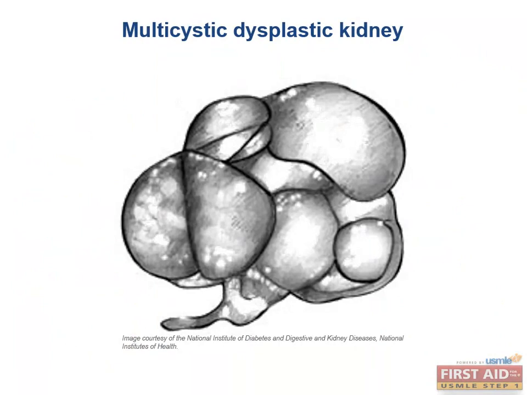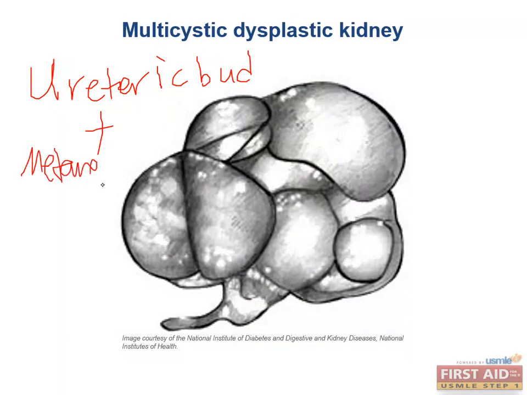Next, multicystic dysplastic kidney, which is caused by the abnormal interaction of which two embryological structures that we studied before? The ureteric bud and the metanephric mesenchyme. This leads to a non-functional kidney consisting of cysts and connective tissue, like you see here. Remember that the ureteric bud interacts with the metanephric mesenchyme to induce proper nephron and glomerulus formation.